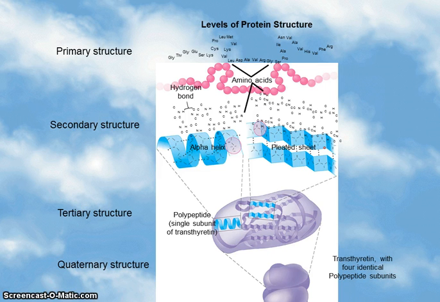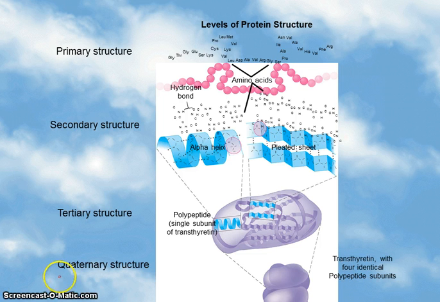Now, once that secondary structure is formed, we have what's called the tertiary structure. And here what'll happen is once the primary structure is formed and the alpha helices and pleated sheets are formed, the molecule will start to fold over on itself. And it'll form this tertiary structure, which is the overall three-dimensional shape of the polypeptide.